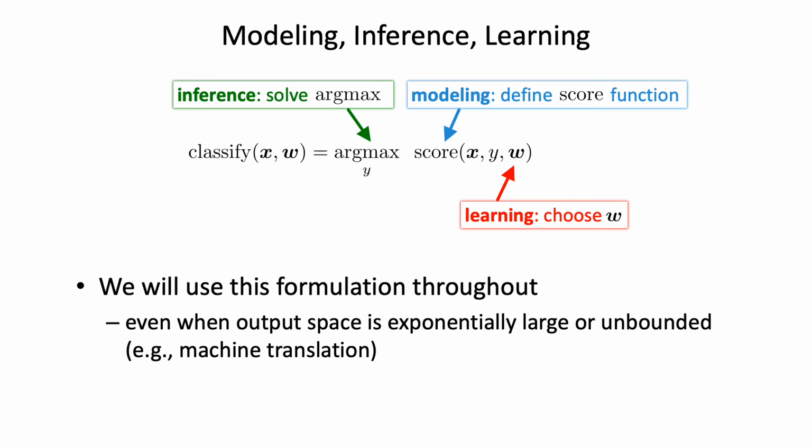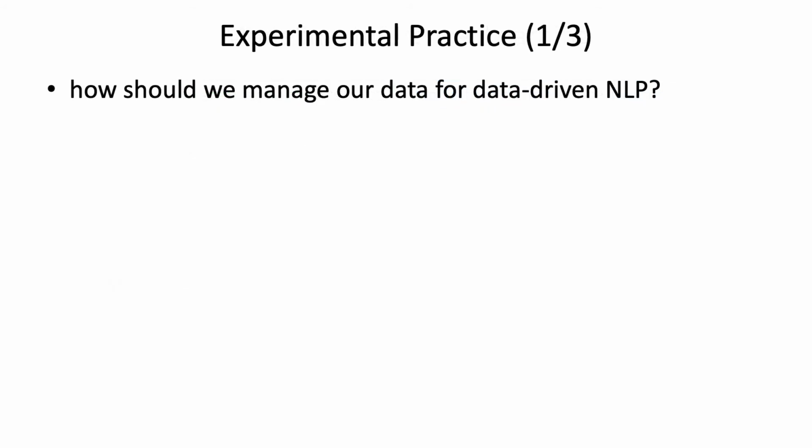We'll be using the same formulation throughout the course, even when the output space is exponentially large or even unbounded, as in tasks like machine translation. So we'll be returning to this many times in the future. In the next few videos, we'll talk about modeling and learning for text classification. So first, we need to talk about experimental practice.